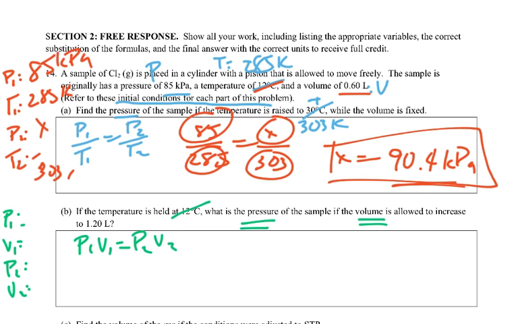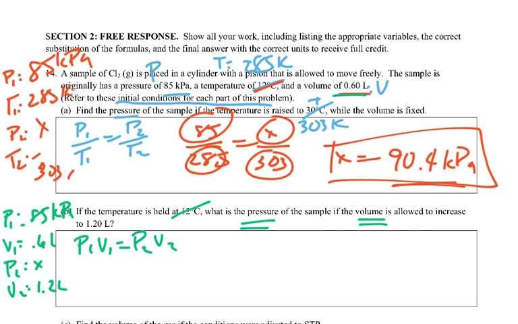My original pressure was 85 kilopascals. I'm looking for P2. My volume originally was 0.6 liters, and now it's 1.2 liters. So my volume has doubled, and my pressure is going to be half. The answer is going to be half of 85, so it's going to be 42.5.